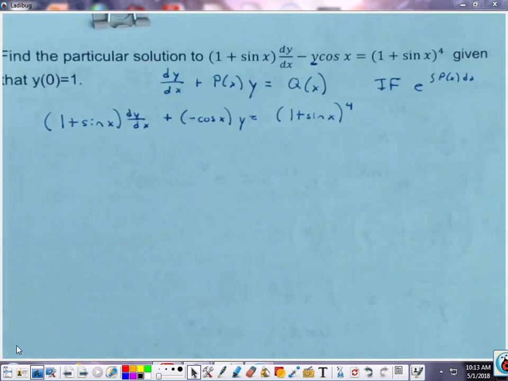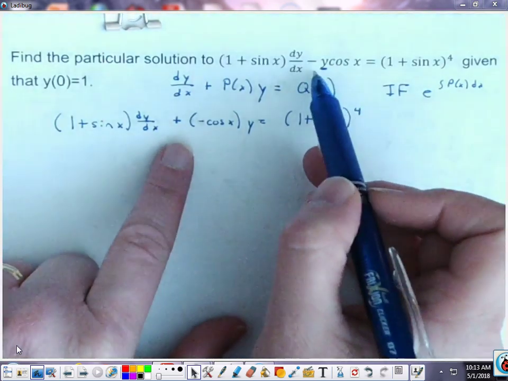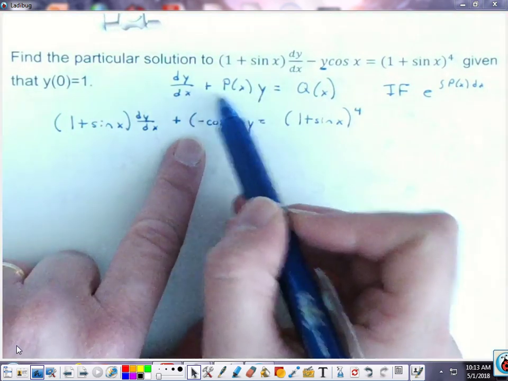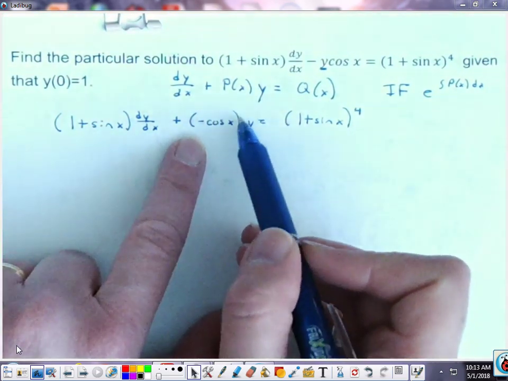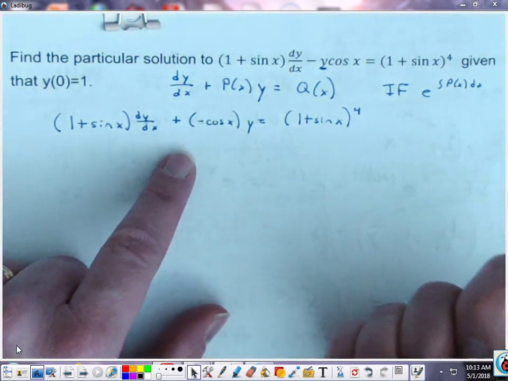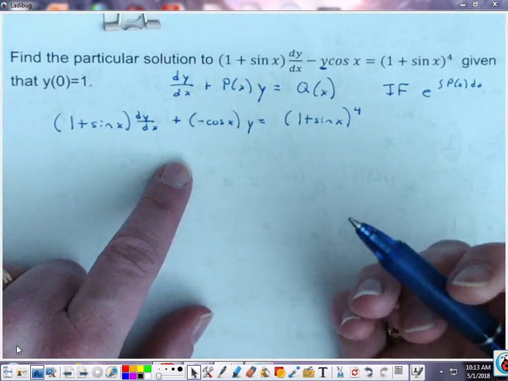Alright, so the first thing I did was I just rewrote it, but I went ahead and said plus a negative because I know that this has to be plus whatever y, and so the negative, if there is one, has to be included in the p of x, and that tends to be a common error for me, so I went ahead and did that.